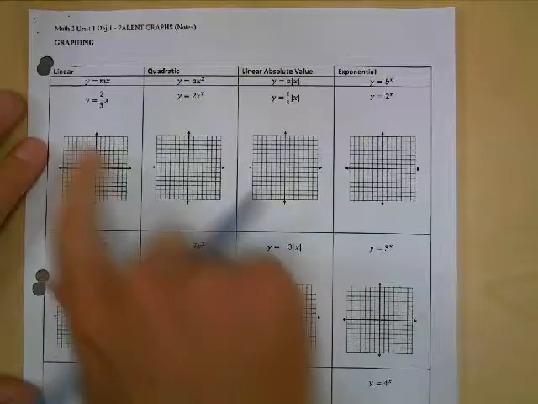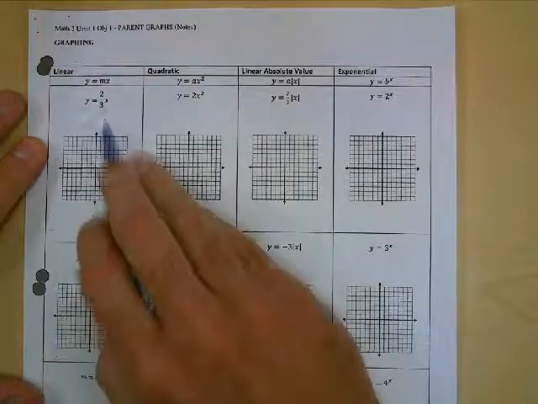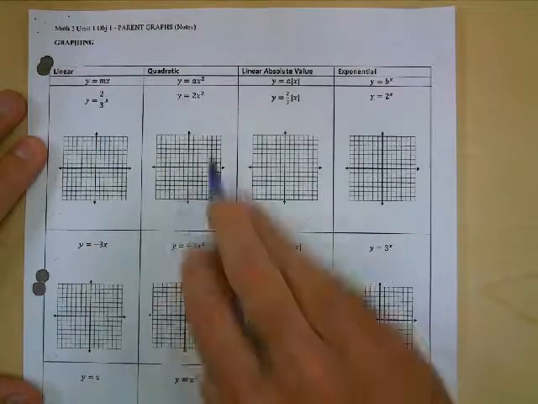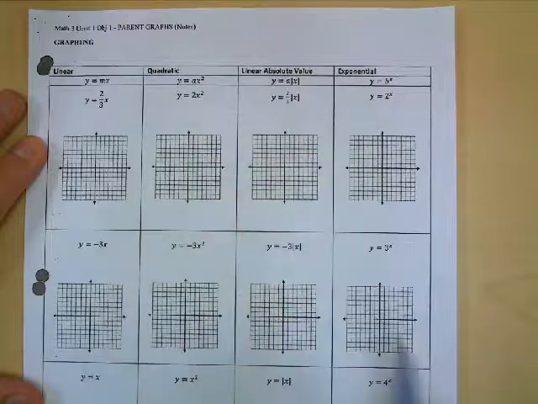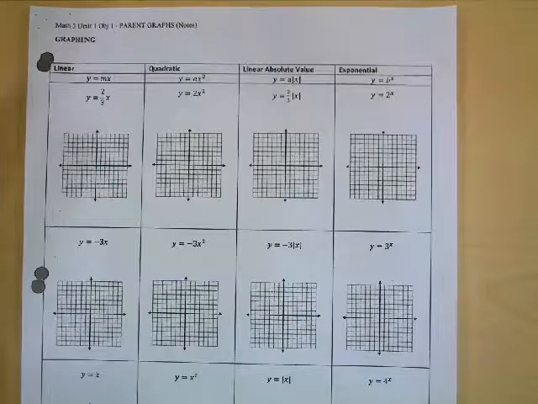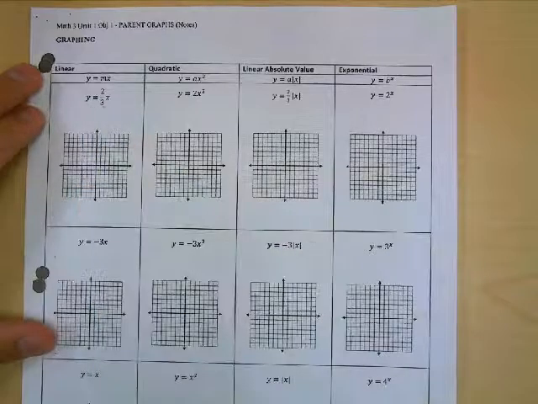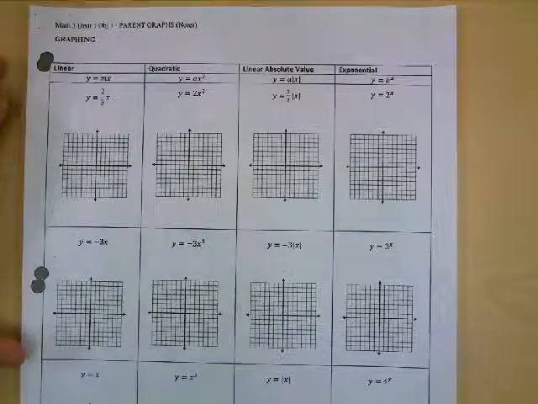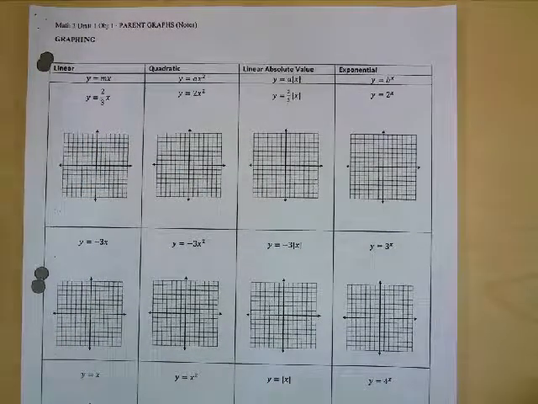So before we start graphing anything, we need to know what type of graph this is going to produce. So we need to know what our parent functions look like. Okay, so for our first example, y equals 2/3 times x. What's that going to give us the graph of? Well, the answer is going to give us the graph of a line.